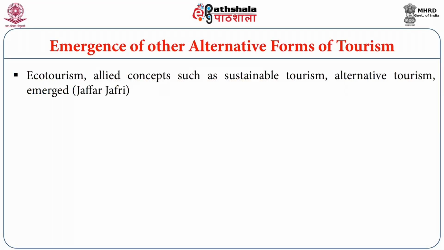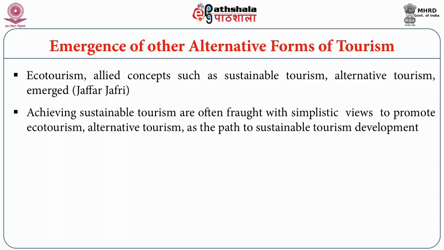With that reason, we can see the alternative forms of tourism, in which sustainable tourism is one of the major forms, where we can implement these principles to overcome the negative impacts. Along with sustainable tourism, there are many other forms of tourism which also contribute to overall sustainable development. Generally we call them alternative forms of development or alternative forms of tourism. These are like ecotourism, allied concepts such as sustainable tourism, alternative tourism, which emerged for that reason, as per Jeffrey. And achieving sustainable tourism is often fraught with the simplistic views of promoting ecotourism and alternative tourism as the path to sustainable tourism development.